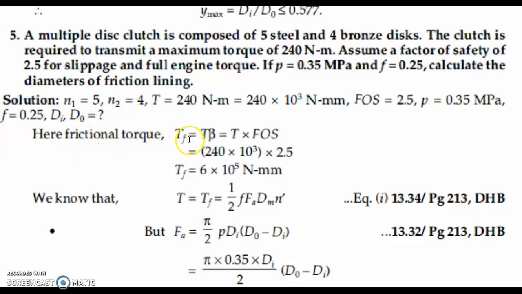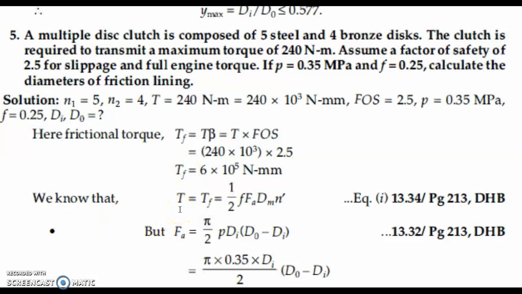Frictional torque Tf we can denote as Tf is equal to T into beta. What is beta? Beta is the factor of safety. We can write that value. Here it is 240 into 10 raised to 3 into 2.5. That will become 6 into 10 raised to 5 Newton millimeter. That is the value of frictional torque.